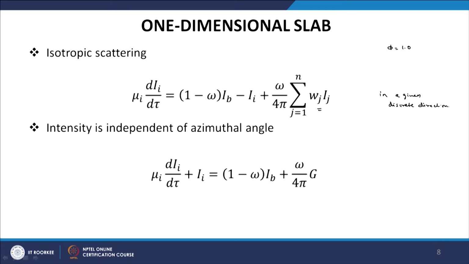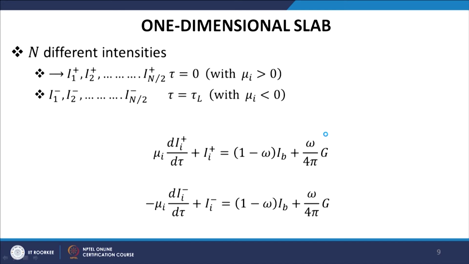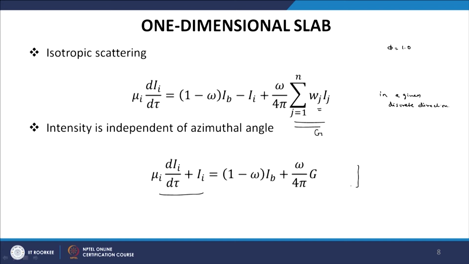Now, for a one dimensional slab, the intensity is independent of azimuthal angle; it depends only on mu. We observe that the equation can also be written with the first term remaining the same and the last term as omega upon 4 pi, sum over j equal to 1 to n, w j I j. Now, this summation is nothing but the incident radiation G, so we replace it by G. So, what we get is the last term in the equation as omega G by 4 pi, where omega is the single scattering albedo. Now, we have this governing equation in a given direction.